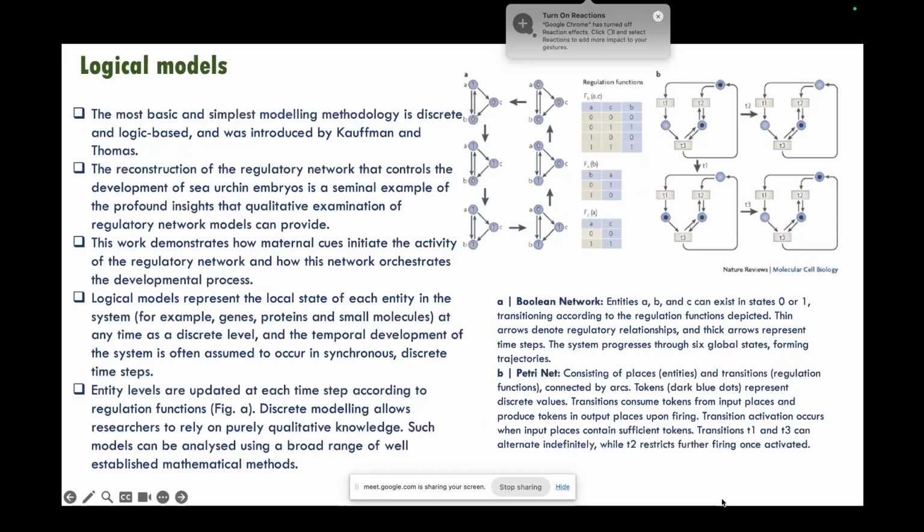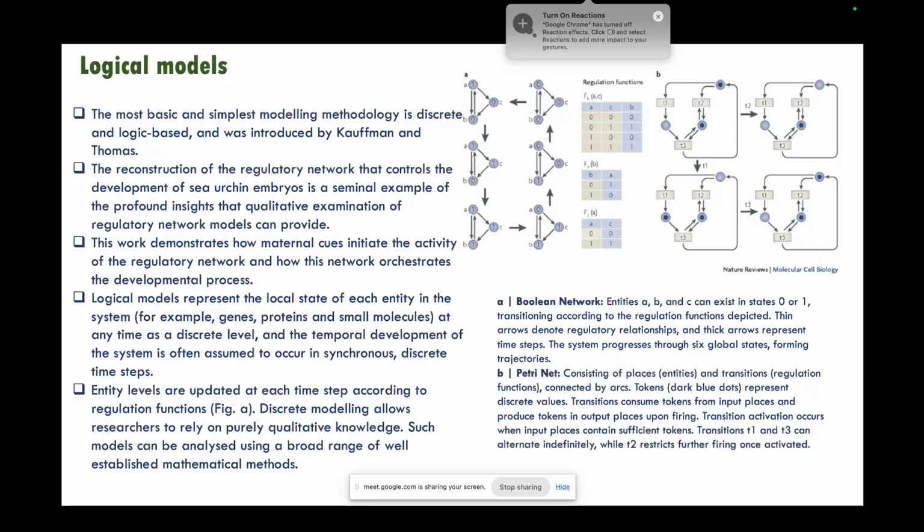As I was saying, these are simple, logic-based models, and these are discrete models. So you can have values 0 and 1 and other classes of variables, but not decimal values. These are discrete values. Either it is on or it is off. It cannot be something in the middle.